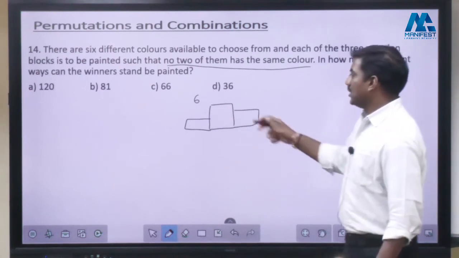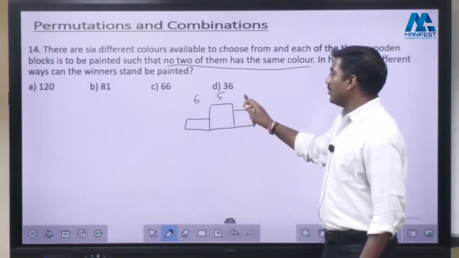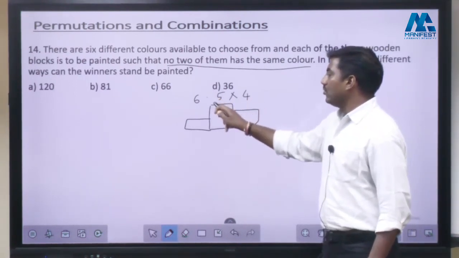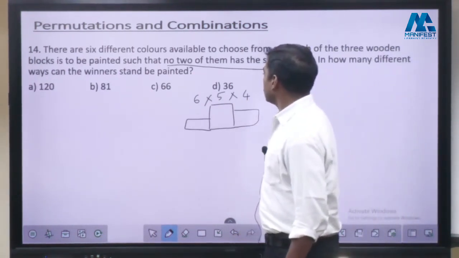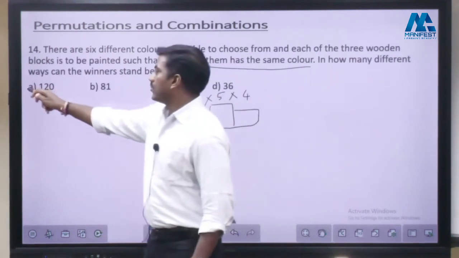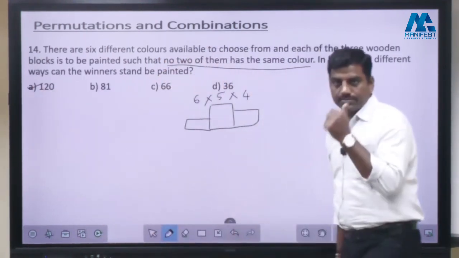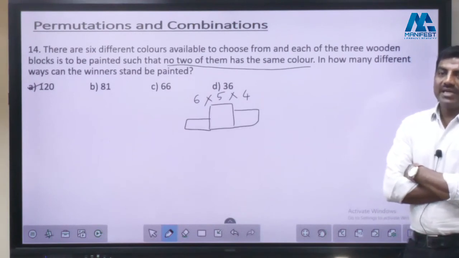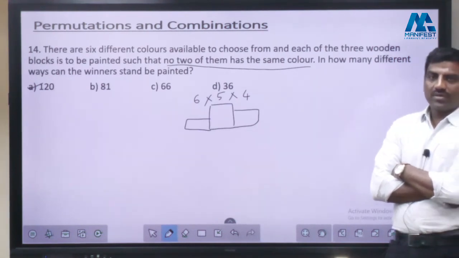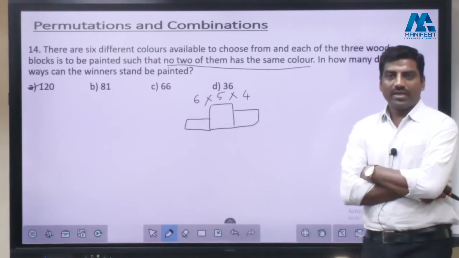So 6 ways, this one 5 ways, and this one 6 into 5 into how much? 120. It is as good as making 3 people sit out of 6 on 3 chairs. This is nothing but 6P3. 6 into 5 into 4. Yes, done?